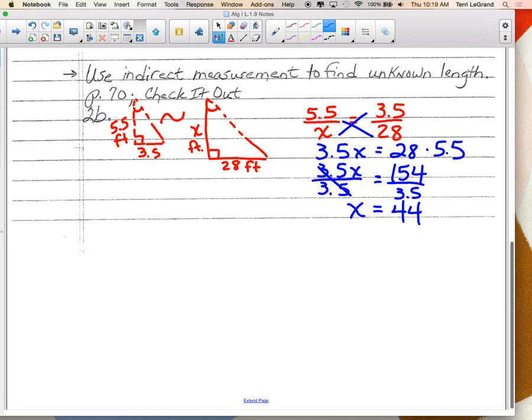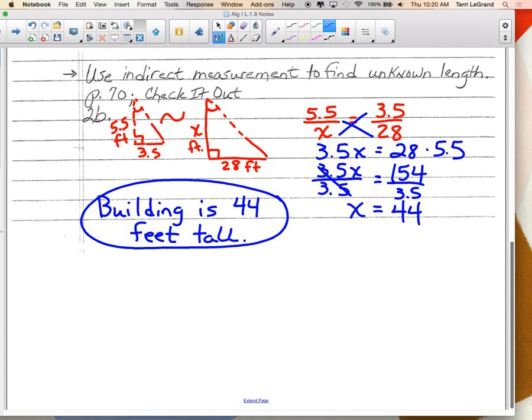Get X to equal the same thing I did, 44. What was the question in this problem? How tall the building was. So we would say the building is 44 feet tall. We're writing a sentence here. Isn't that cool? Building is 44 feet tall. Does that seem reasonable? Yeah, because the building has to be taller than the shadow, and 44 is greater than 28, isn't it? So it seems like a reasonable answer.